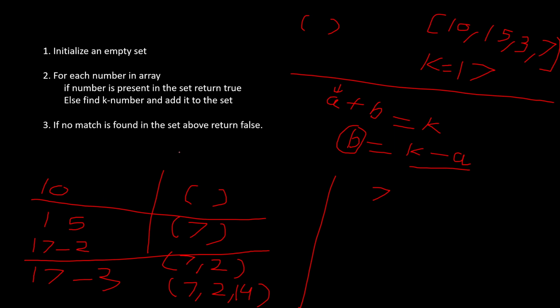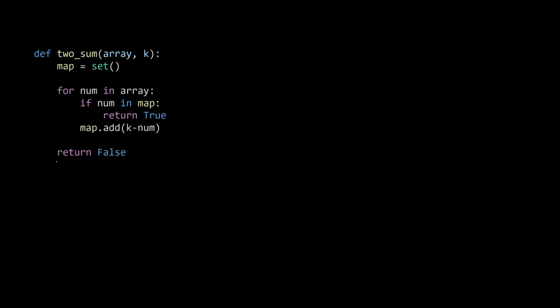So now let's look at the actual Python code. This is the Python code for this question. It accepts an array, which is the list of numbers we have to search, and then we have a number k, which is the sum we have to find. Here we are declaring the set, and here we are looping through the numbers one by one. Here we check if the number is in the set, return true, else we add k minus number to the set. In the end, we return false if we are not able to find the number in the set. It means that there are no two numbers which add up to k in this array.